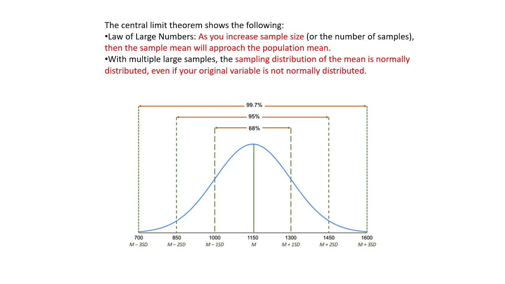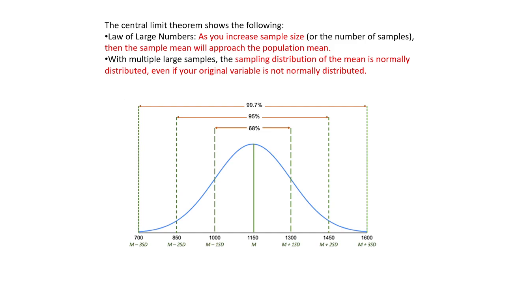Okay, let me read the second one before I explain that. With multiple large samples, the sampling distribution of the mean is normally distributed, even if your original variable is not normally distributed. So what that means is, the more and more and more values you accumulate, the answer for any given number of centimorgans will be close to the mean. All right? That's really an important concept, because that's really kind of what it's showing. Well, not kind of, it is what it's showing you.